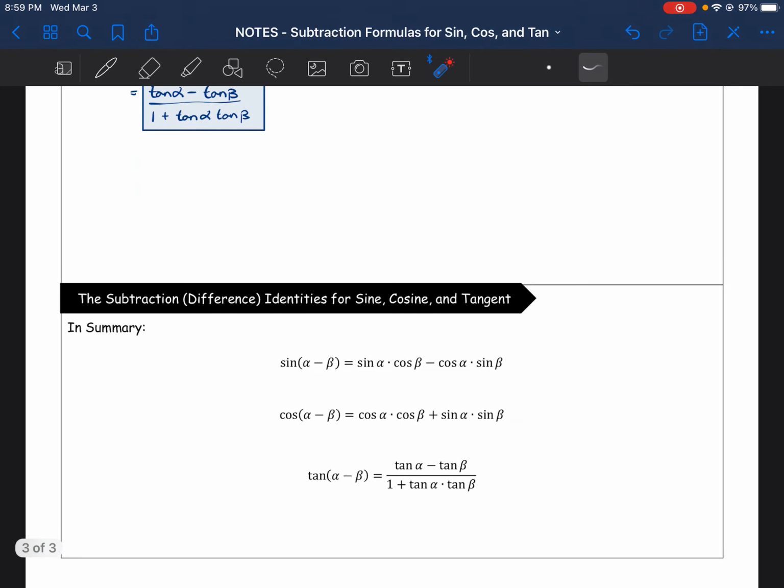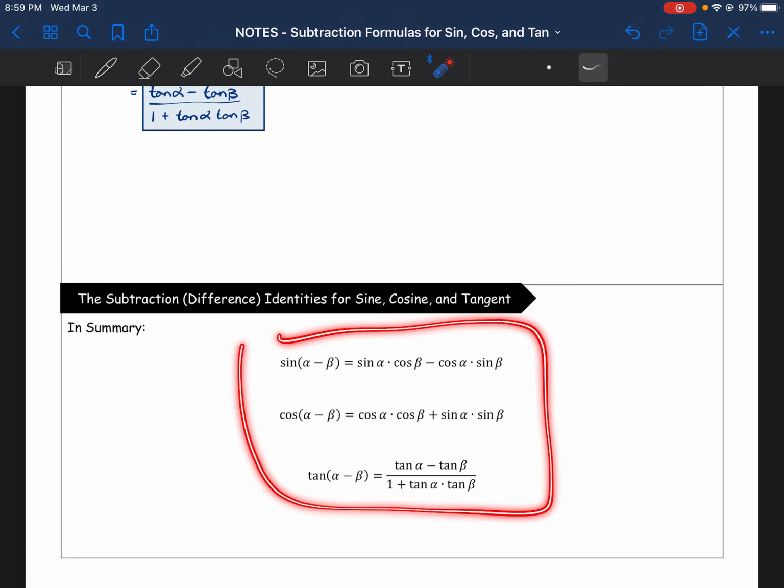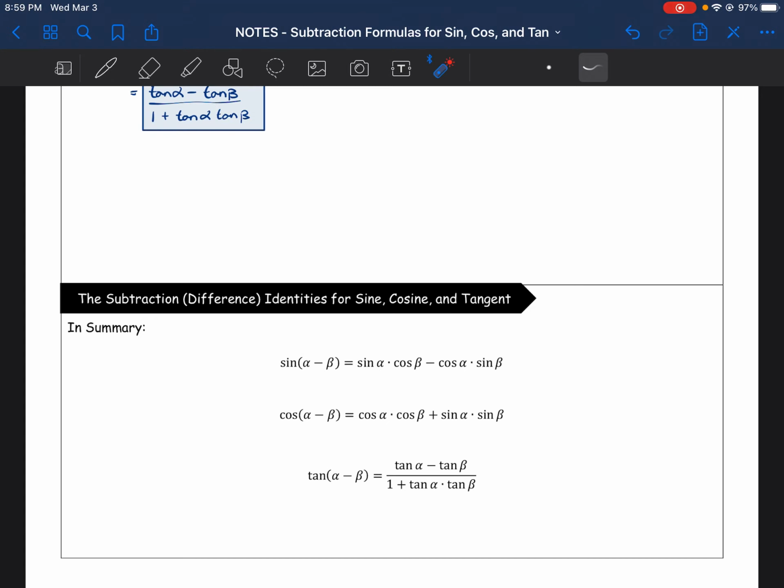And these three right here at the bottom, these are what we've just got done deriving. So these are the difference formulas for sine, cosine, and tangent. And we already had the sum formulas, so now we have both the sum and the difference formulas for sine, cosine, and tangent.